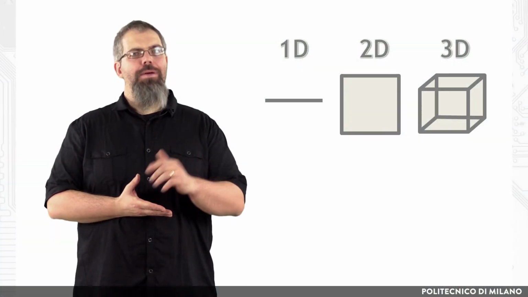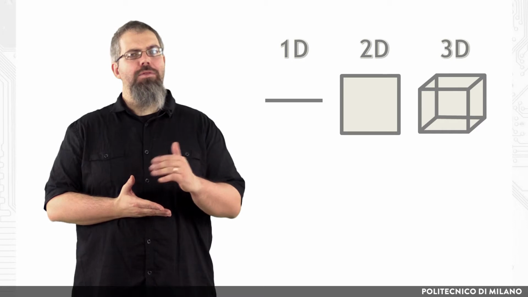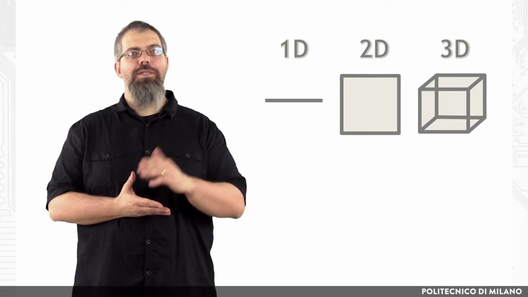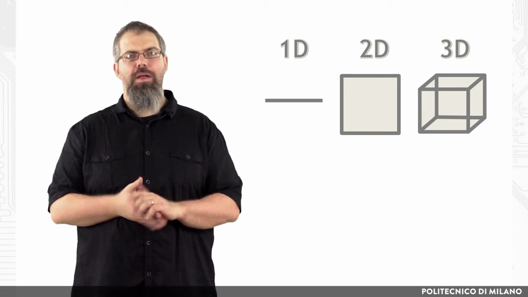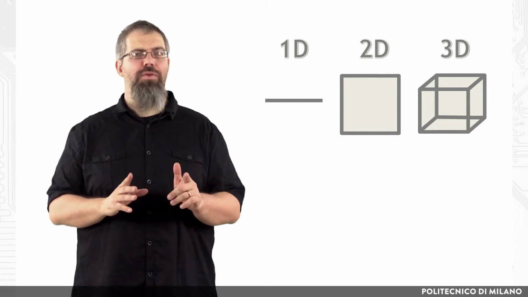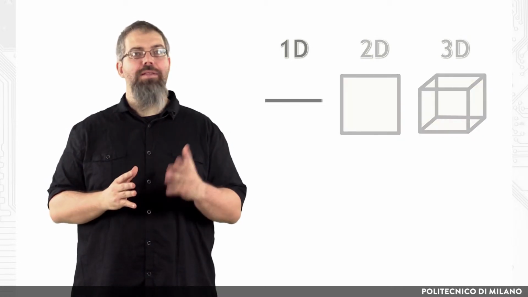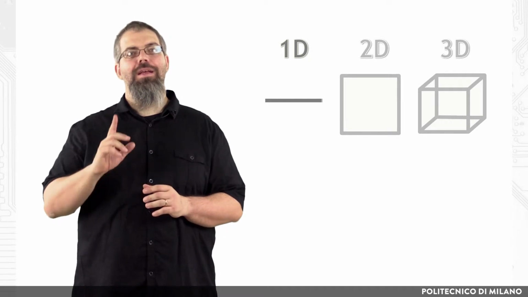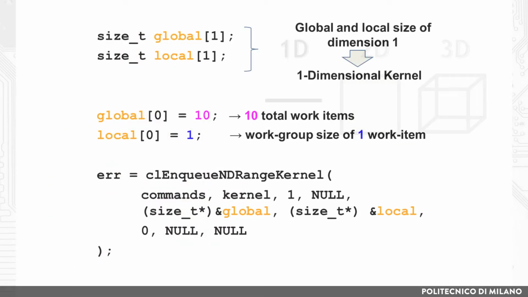As we know, global and local size can be 1D, 2D, and 3D, according to the dimensionality of the problem to process. For the sake of simplicity so far, let us now focus on the one-dimensional case. Let us consider this simple example. Here, both global and local size are one-dimensional, and we specify a total of 10 work items and a workgroup size of 1 work item. This means that our kernel works on one element at a time.